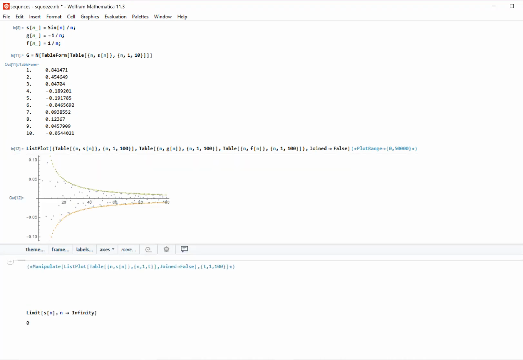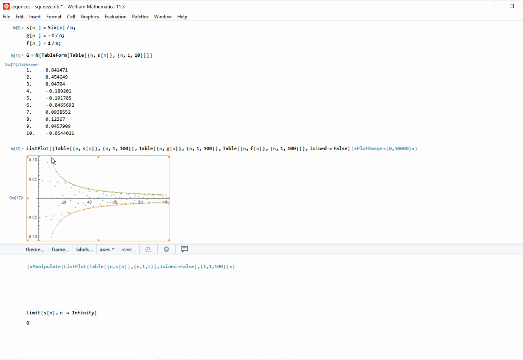See what happens. Here, the green dots are the terms of the sequence 1 over n, and the orange or yellow dots are the terms of the sequence negative 1 over n. Look at these blue dots. They are the sequence sine n over n. You can see they are scattered all over the place, right? So someone would have a hard time finding the limit of sine n over n.